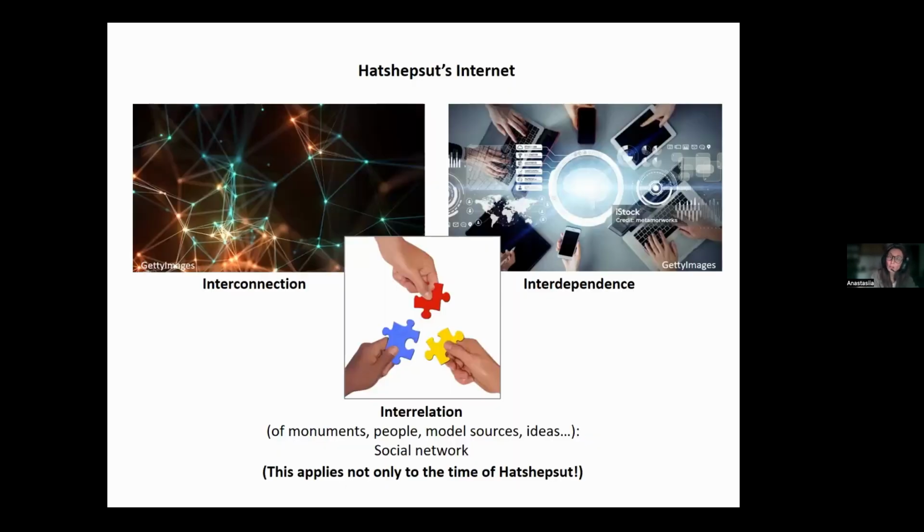So this is my final slide, which I would characterize as a true internet of Hatshepsut times, which I understand as interdependence and interrelation or interconnection of monuments, sources, models, and ideas, something we would call the social or artistic network. And while I'm illustrating this idea with modern icons representing the modern internet, the tools are different, but the main idea is the same. This is about communication, or indeed a dialogue.